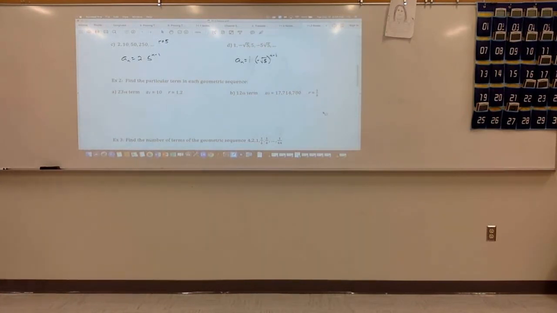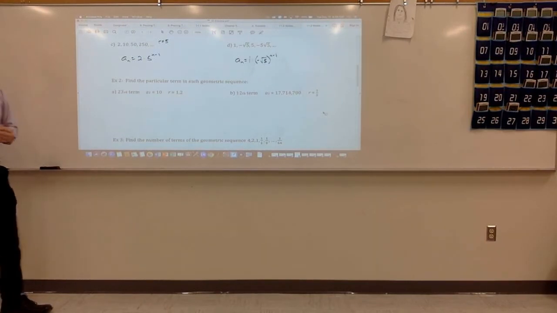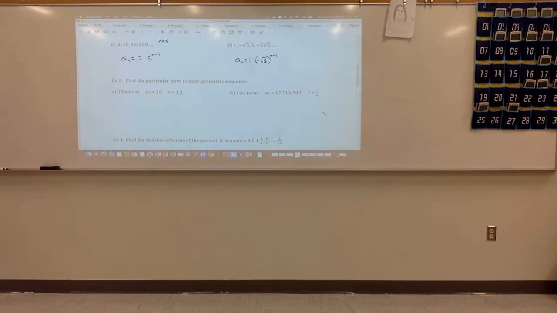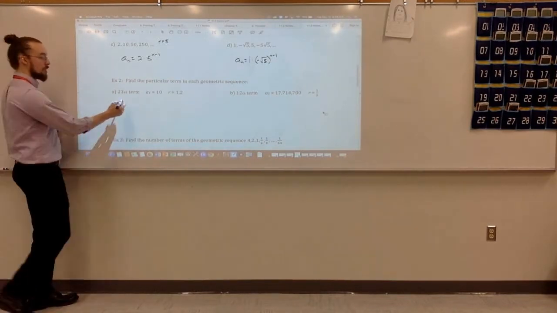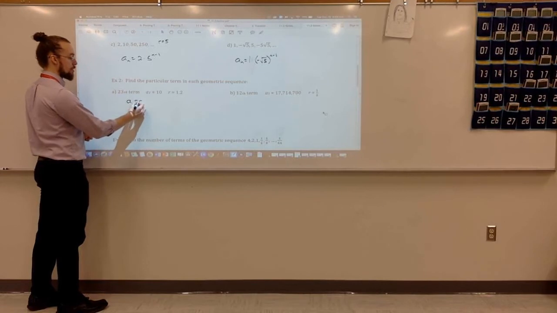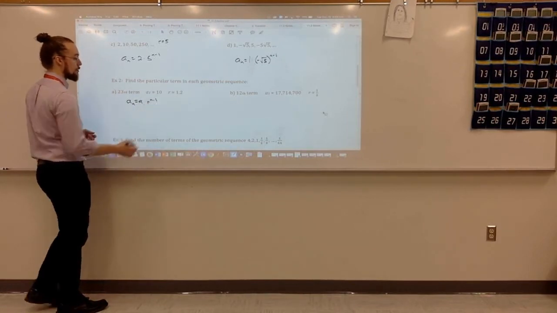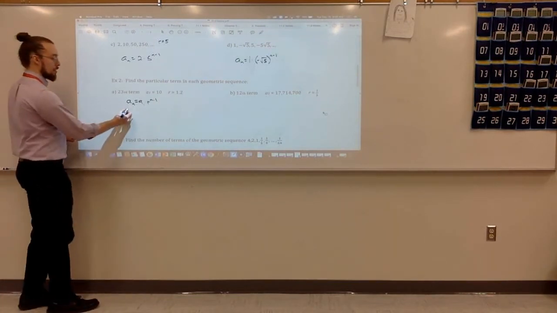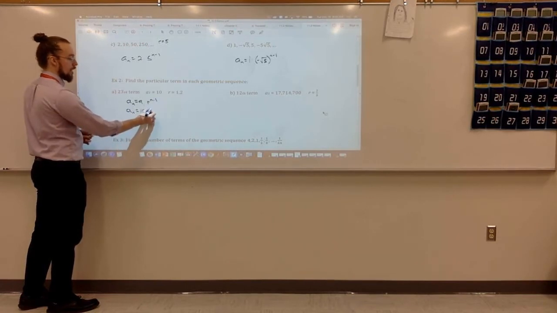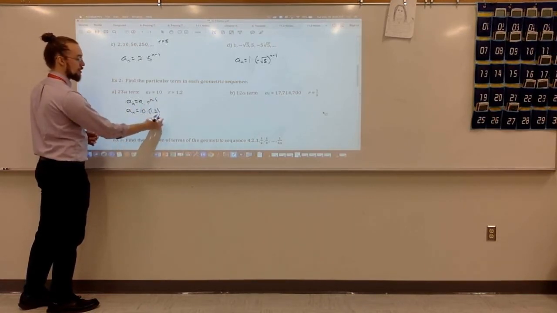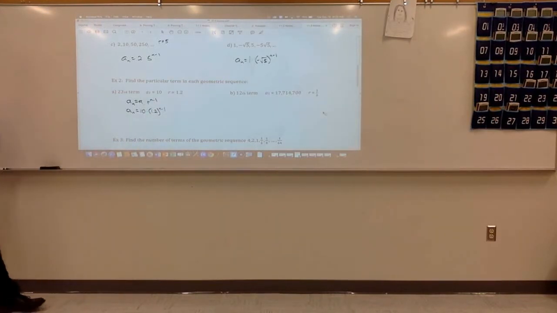Questions? Alright, the next example, we just want to find a certain term in the sequence. To do that, we're going to need to write our rule, just like we just did. So we're going to follow the pattern a sub n equals a sub 1 times r to the n minus 1 power. So here my rule will be a sub n equals, they tell me the first term is 10, and then my common ratio is 1.2 raised to the n minus 1 power.